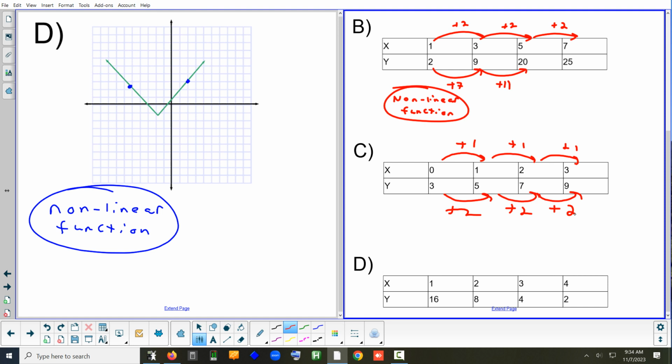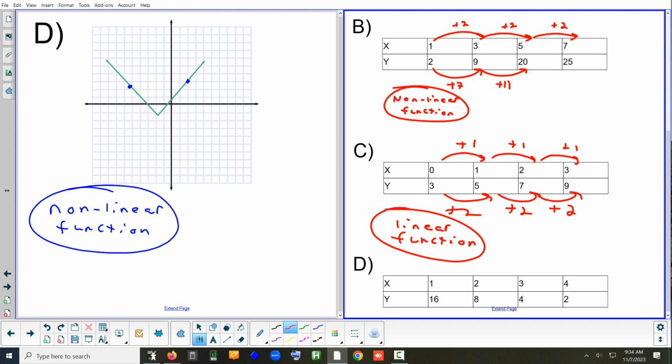So what do we think? Is that a linear function or a non-linear function? Linear. Yep, that's linear because you added the same number each time. So linear because you add the same number each time. Function because there are no repeats in the x.